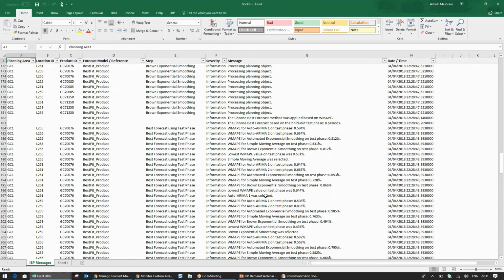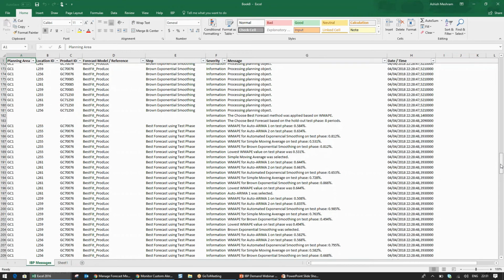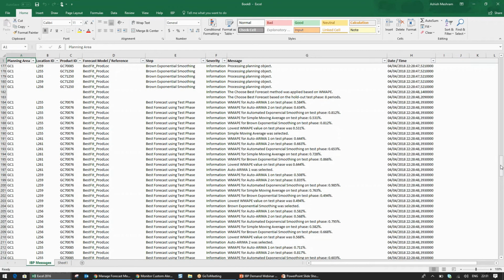Likewise for your different product and location combinations, depending upon the history data, the trend and the seasonality, and the other factors that are being considered by the algorithm, the error measure will get calculated, and the algorithm with the lowest error will get selected as the best fit algorithm.